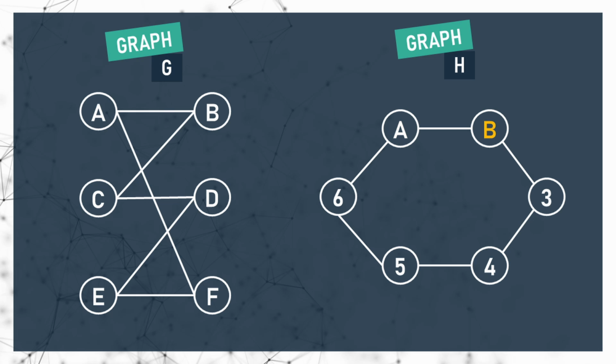This means that the graphs G and H are equivalent. We'll talk a bit more about equivalent graphs when we discuss isomorphism.